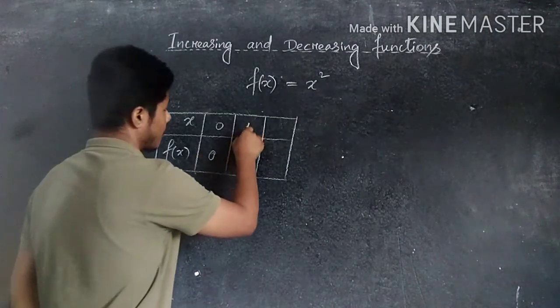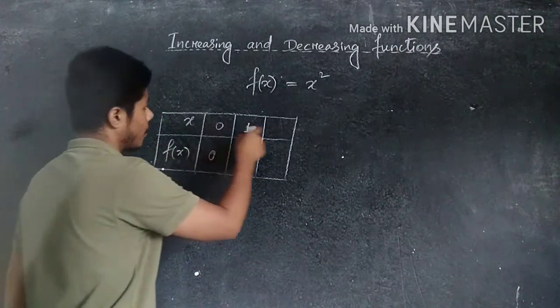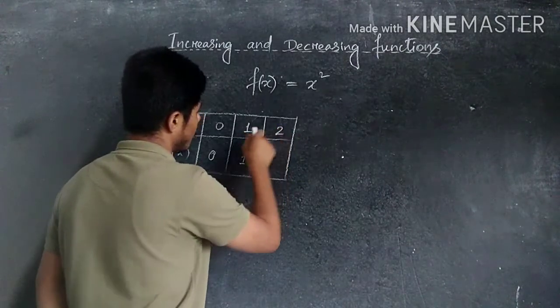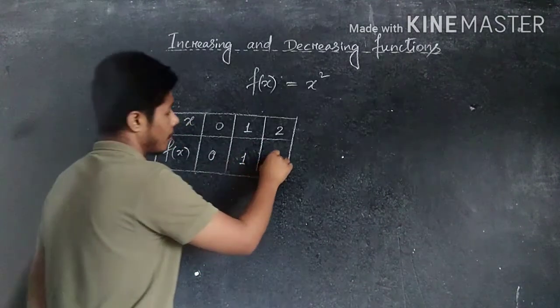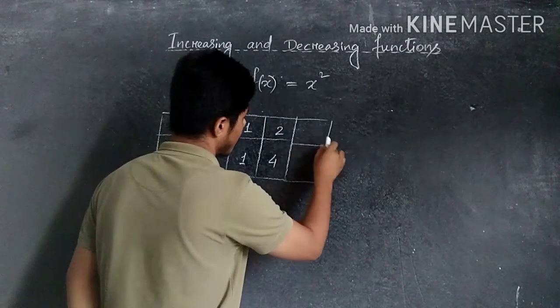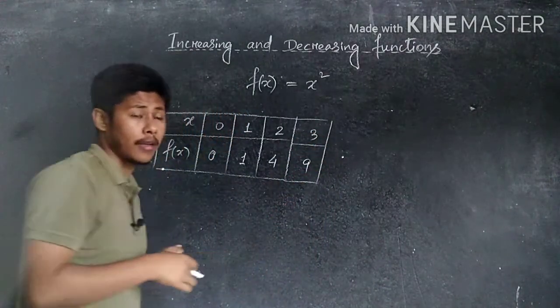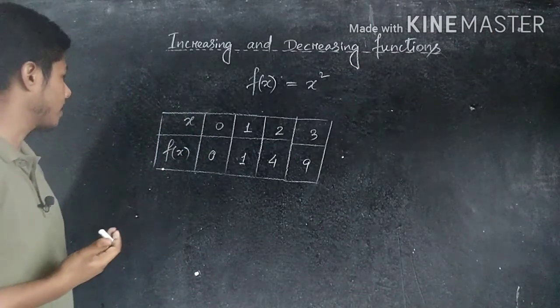Similarly, if we choose x = 1, then the f(x) value is 1 square, 1. If we consider x = 2, then f(x) = 4. If we choose another value, suppose 3, then f(x) = 9. Isn't it? In this way we can take these values.